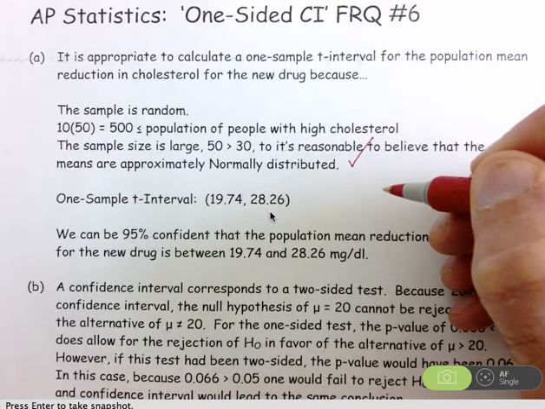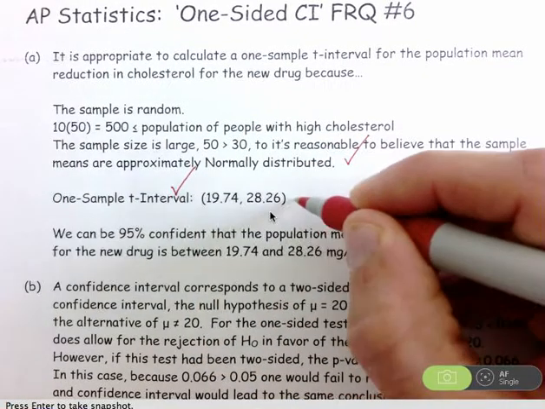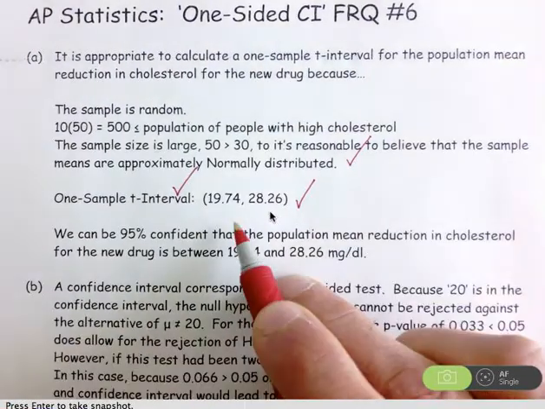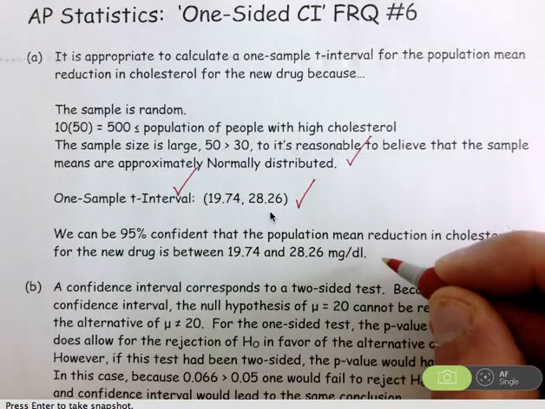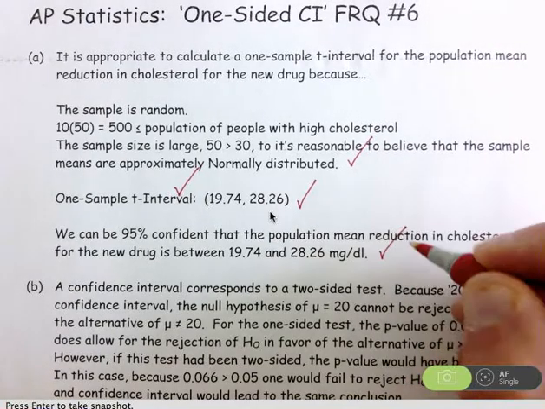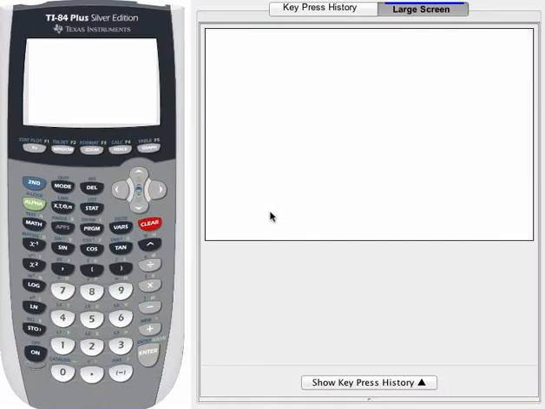It's important that you identify the procedure and calculate the interval. So you can calculate it on the calculator, that's fine, but you're doing a one sample t interval in this case, and then you need to make sure that you interpret it in context. That's very important.